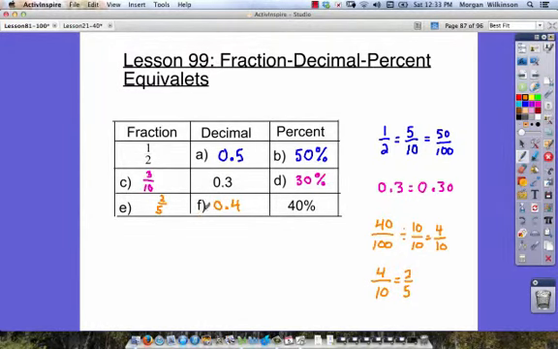2/5. Whenever we see a fraction decimal percent equivalent table, we want to take one step at a time. It doesn't matter if you work from the left to the right, or the right to the left, or the center to the left and then the right, or some other method, as long as you get all the boxes filled in. Remember to say the decimals with their proper place value. Percents are always out of 100, and fractions are always reduced to their lowest terms. That's all that we've got for our lesson today for lesson number 99.